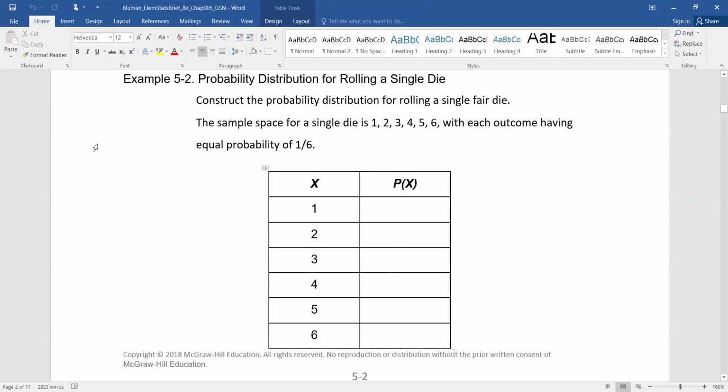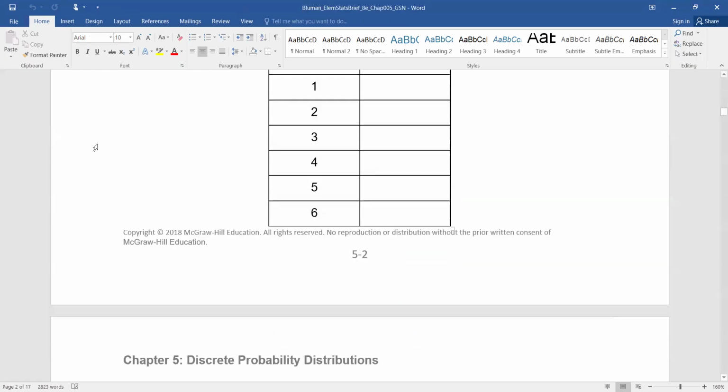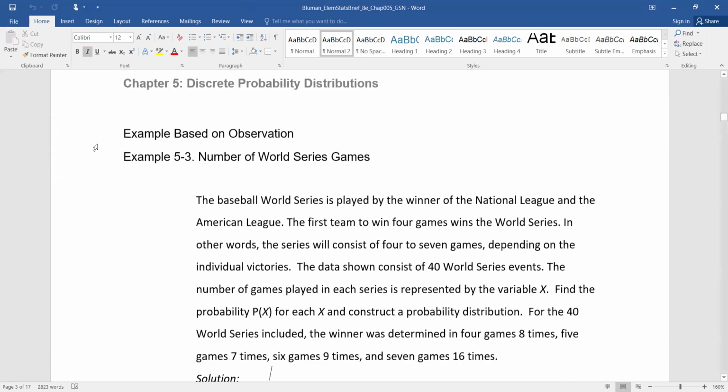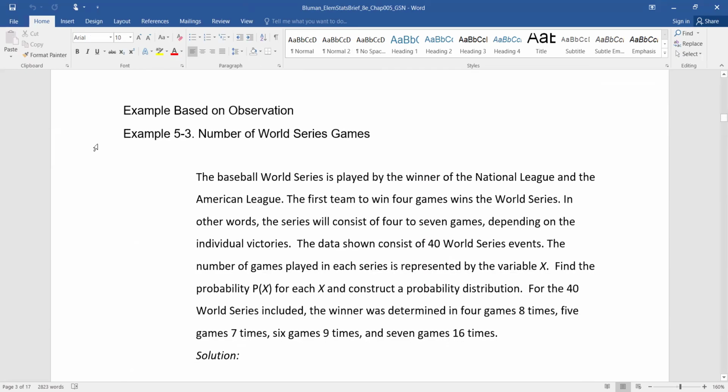These are events that, if a fair coin is tossed or a fair die is rolled, are the things that should happen. You can also complete one of these tables based on observation. So I can still roll the die or flip the coin and then tally what actually happened to produce a chart like this. Now, on this one, we're going to look at example 3, the number of World Series games.